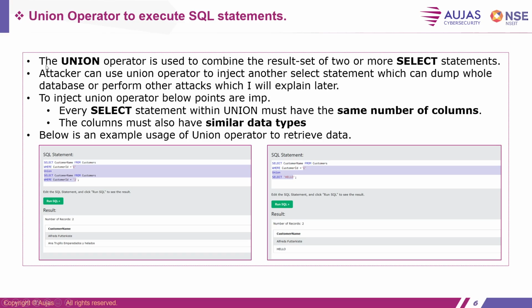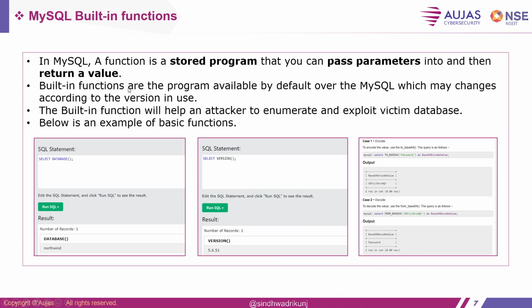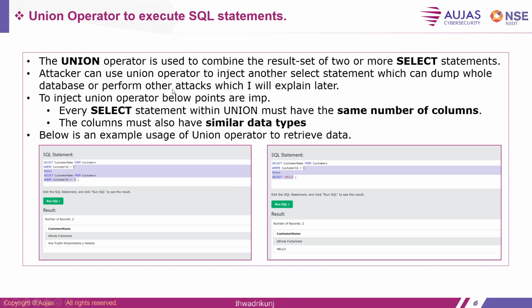Okay. So union is an operator which helps an attacker inject another select statement, and this is really important for an attacker, and we will be focusing on union-based injection for this session. An attacker can use a union operator to inject another select statement which can dump the whole database or perform other attacks, which I'll explain later, of course.